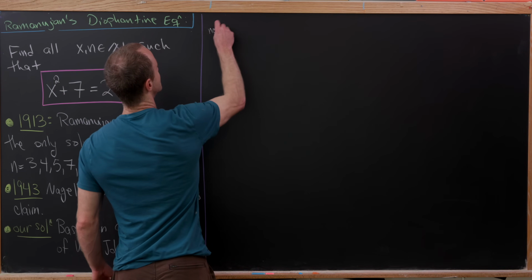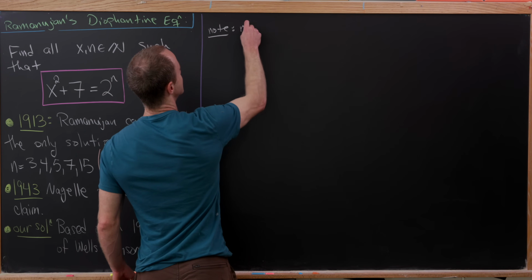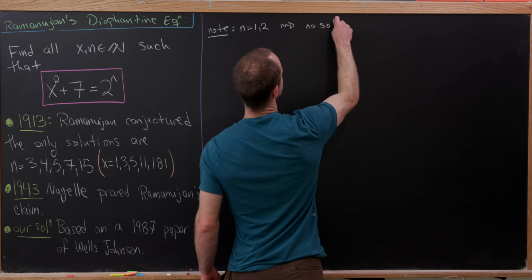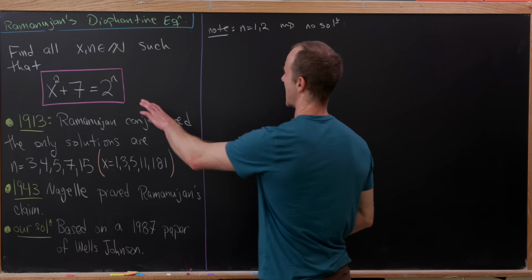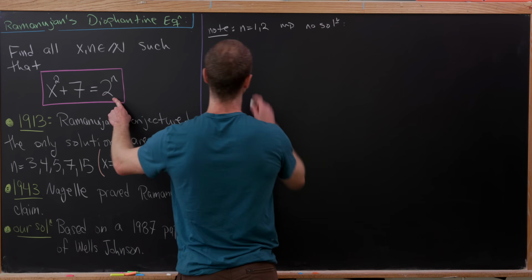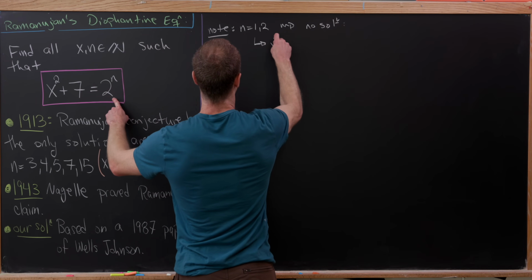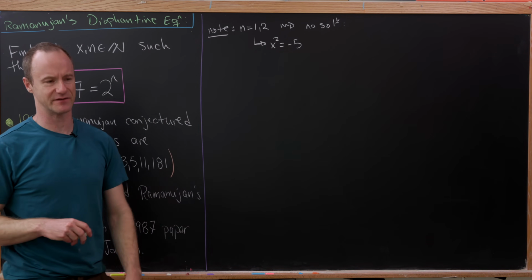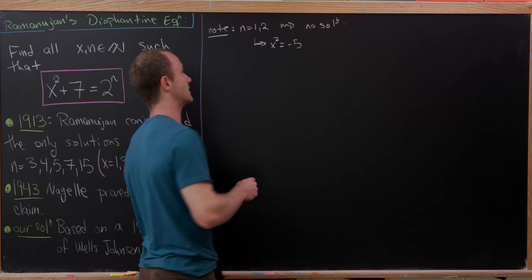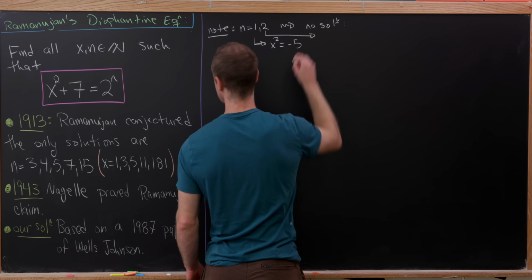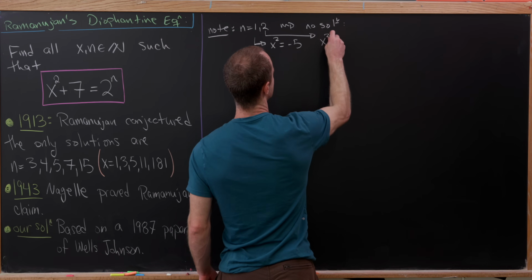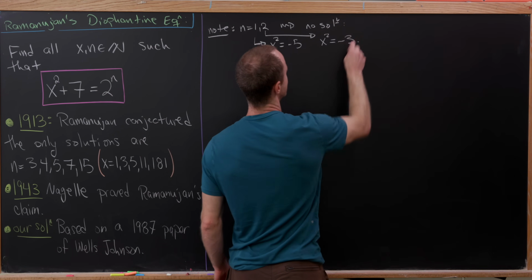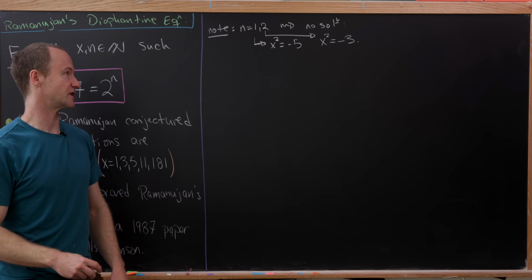Well, we're going to first notice that if n is equal to 1 or 2, then we clearly have no solution. And well, why is that? Well, the n equals 1 case would give us something like x squared equals -5. Well, that clearly doesn't have a solution inside of natural numbers. And then the n equals 2 case, well, that would give us something like x squared equals, well, let's see, we've got 4 minus 7, -3. So again, no solution there.